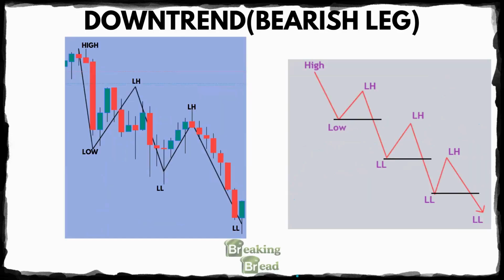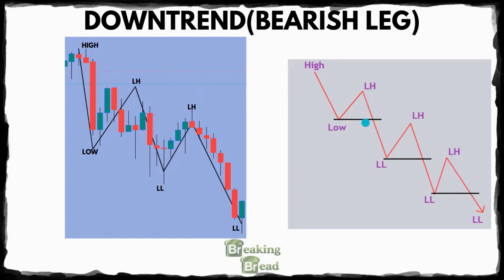Now your downtrend, your bearish leg, your bearish price action, your sellers are in control, right? So when we're looking for a downtrend, it's the reverse. Our highs should be getting lower and our lows should be getting lower, right? So we put in a high, we go ahead and put this low in. We go put in a lower high.